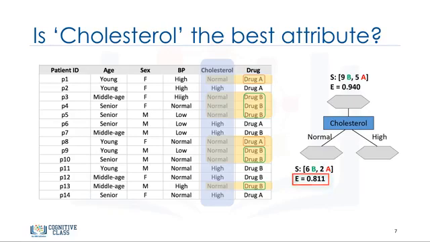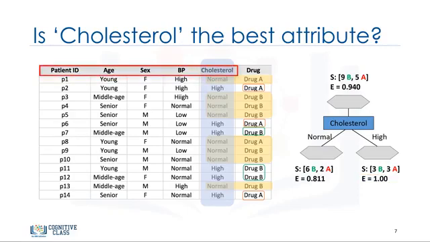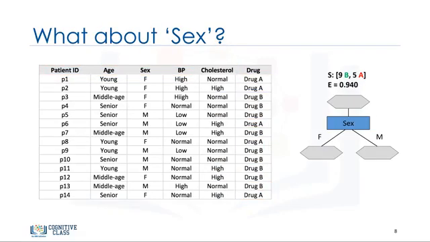But when cholesterol is high, the data is split into 3 for drug B and 3 for drug A. Calculating its entropy, we can see it would be 1.0. We should go through all the attributes and calculate the entropy after the split, and then choose the best attribute. Okay, let's try another field. Let's choose the sex attribute for the next check.